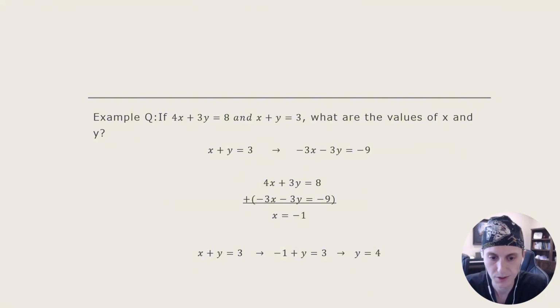4x plus 3y equals 8, plus the entire second equation of -3x minus 3y equals -9. And when you add each of those together, you get x, technically plus 0, equals -1, or just x equals -1. Then you can see x plus y equals 3. We plug in now that x, -1 plus y equals 3. And when you solve that, y equals 4. So there you go, there's your answer. X equals -1, y equals 4.